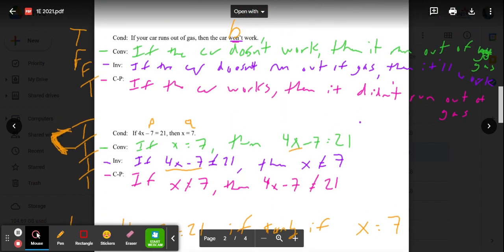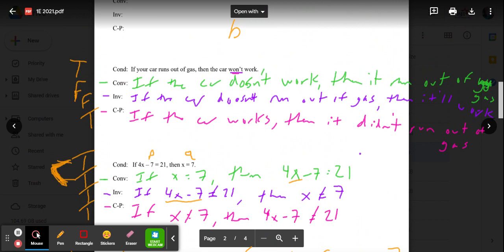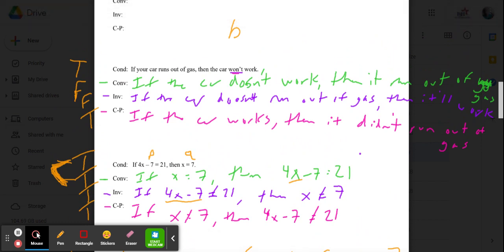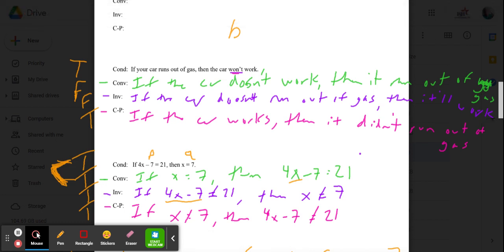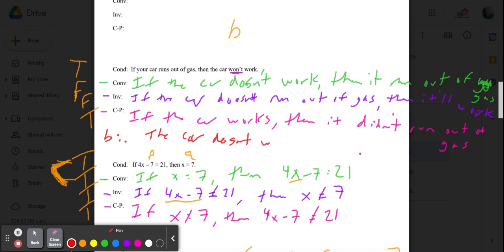The situation is not the same up here, because the car running out of gas is not the same thing as the car not working. Running out of gas is one thing. The car not working is another thing. So if we were to write a biconditional here, which I don't want you to write on your paper, I'm just writing it as an example, it would be: the car doesn't work if and only if it runs out of gas.